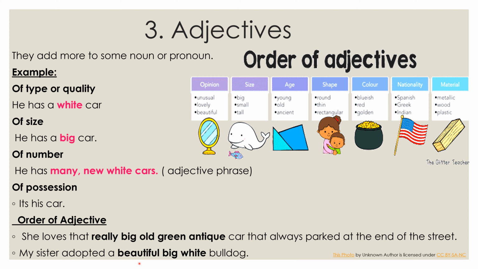Now, my sister adopted a beautiful white dog. Now, this is again in the order prescribed by this list. So, always use an adjective before a noun or pronoun, and please follow the order.